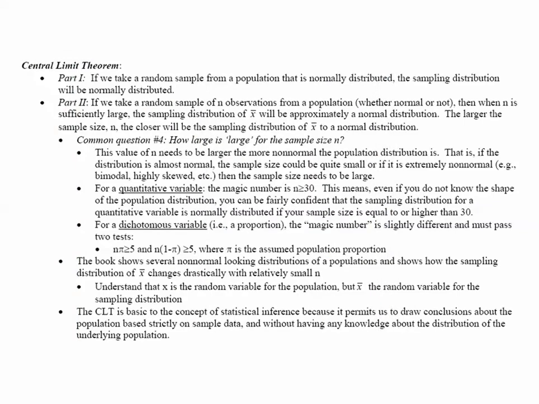Now, in many cases, we don't know the distribution of the population. So part 2 of the central limit theorem says if we take a random sample of n observations from a population, whether normal or not, then when n is sufficiently large, I'll discuss that more in a minute, the sampling distribution of the mean of the sample will approximately be a normal distribution. The larger the sample size, the closer it will be to a normal distribution.